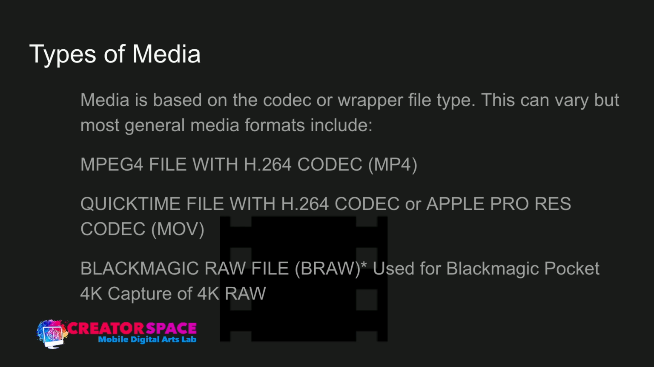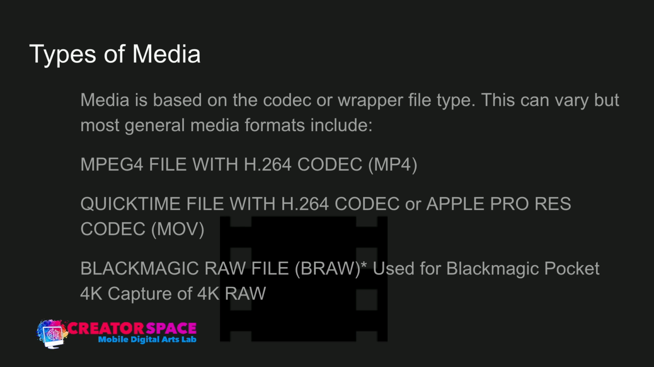Okay, types of media. This is just something you're going to see out there. There's going to be this codec and wrapper file, right? To make it really simple, the main thing to remember is that there are generally a few types you're going to be seeing out there. So there's an MPEG-4, MP4, and generally now most of the footage is using an H.264 codec. Then there's also QuickTime files, and those are MOV files, and that could be using an H.264 codec, or you can also use something called Apple ProRes.